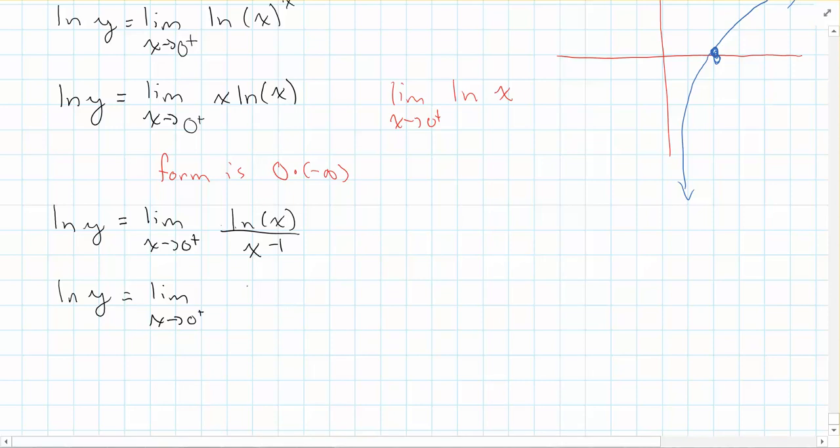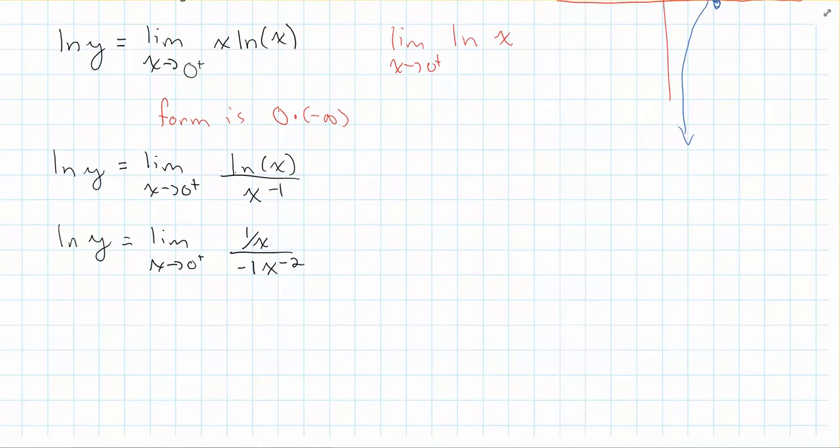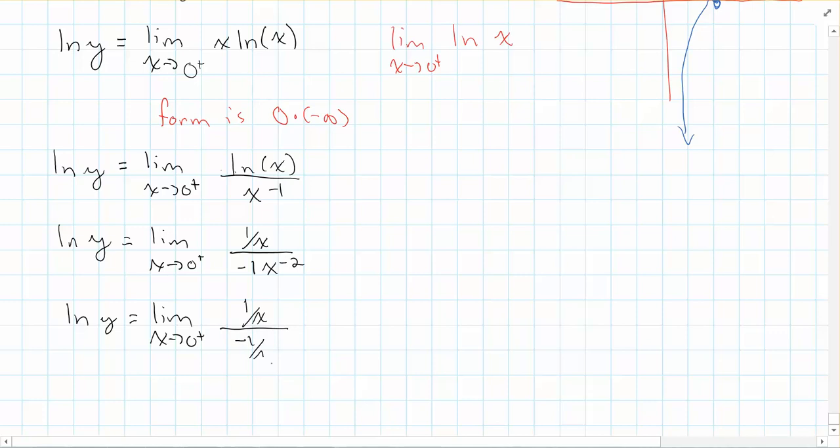And natural log of x, of course, the derivative of that is 1 over x, over negative 1 times x to the negative 2. Okay, so then let's see what happens when we do that. Here, we can't forget the negative, so we're going to have to simplify this out a little bit. It is equal to the limit as x goes to 0 plus of 1 over x divided by negative 1 over x squared.